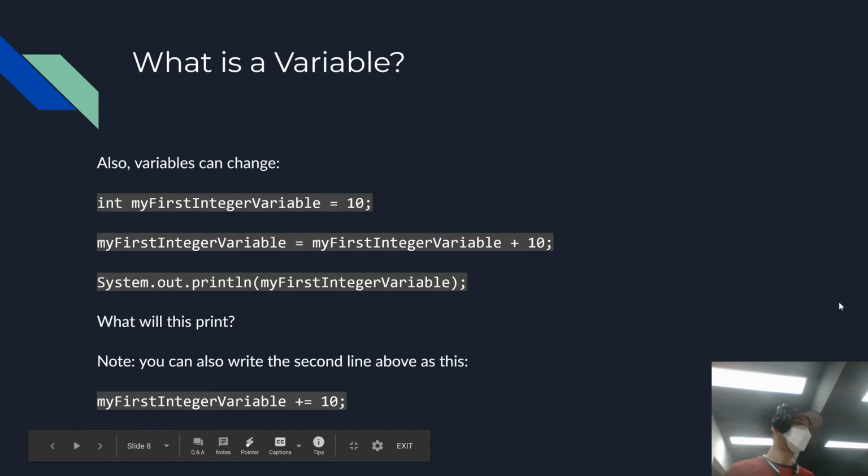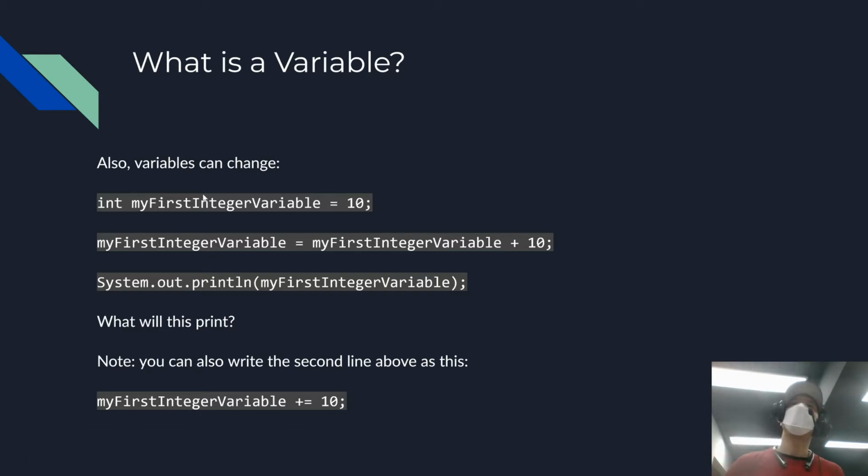Now, variables can change, right? They vary, right? So if we declare and initialize my first integer variable, we can take my first integer variable and add 10 to it. Now, in programming, when you use the name of a variable, it's going to grab the box, take whatever's in the box, and use it. So if I set my first integer variable to the number 10 right here, this becomes the number 10. It takes the number 10 out of the box and puts it right there.